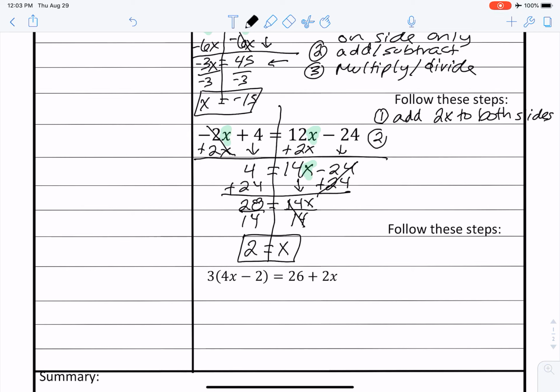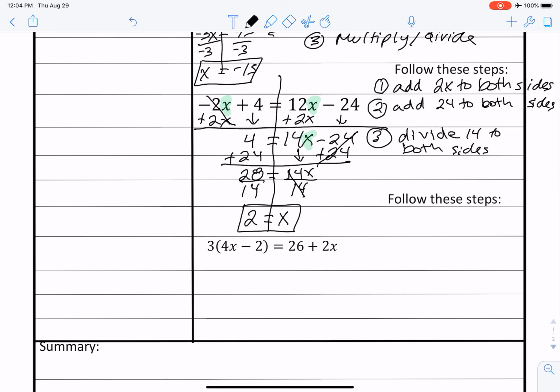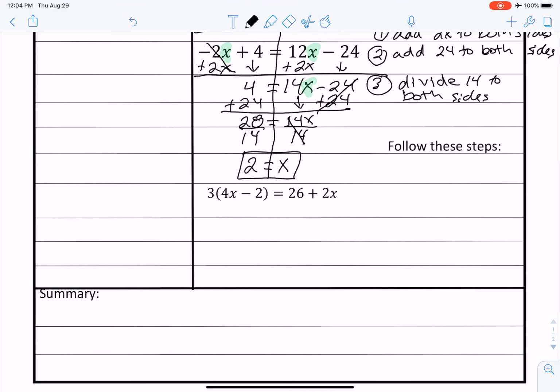Then I added 24 to both sides. And my step 3 was divide 14 to both sides. Okay, so in this example, we did our step 1, step 2, and step 3. And sometimes you won't do all the steps, just like the first one.